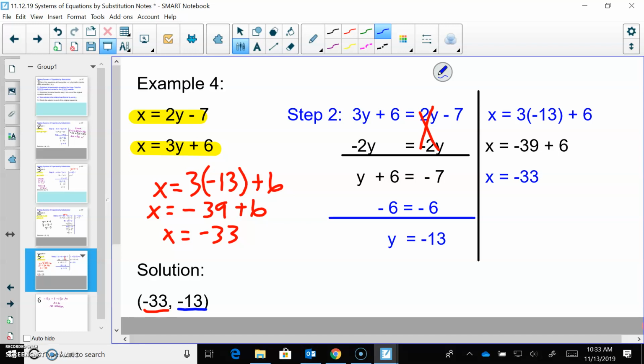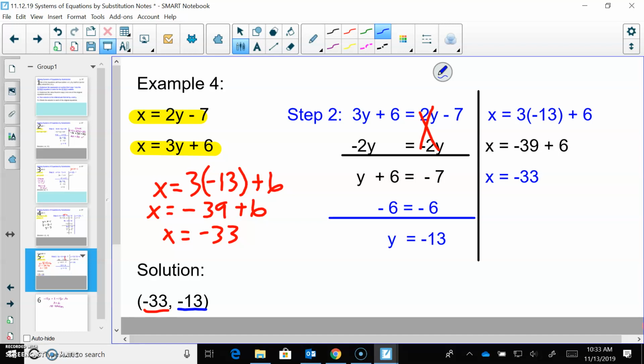So that's how substitution works. If they already have an x or a y already solved for, all you have to do is substitute it into the other equation in order to get the answer. So hopefully this helps, me talking through the examples so that the kids can not only see it visually but also hear me talk through the process at the same time.